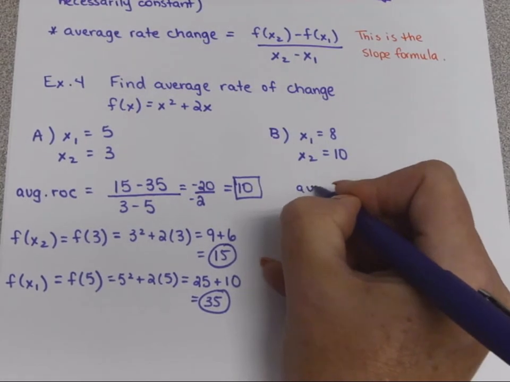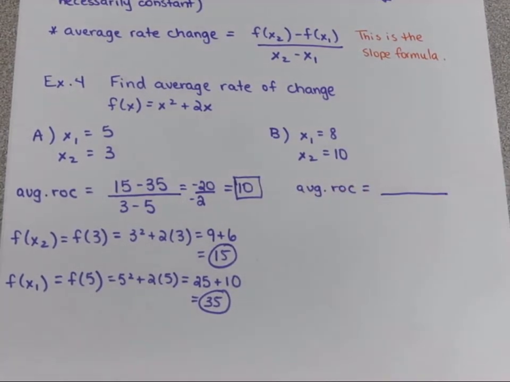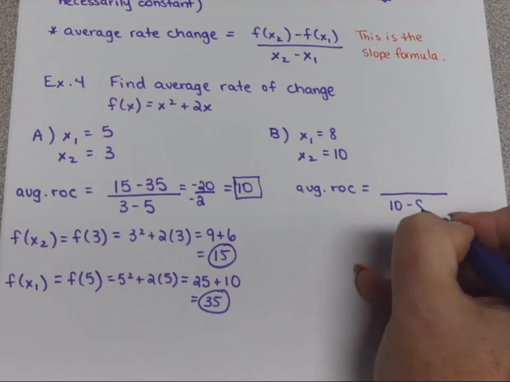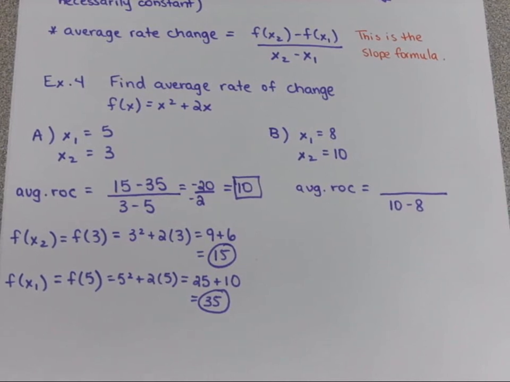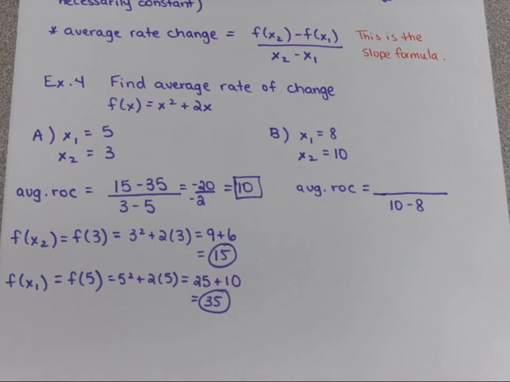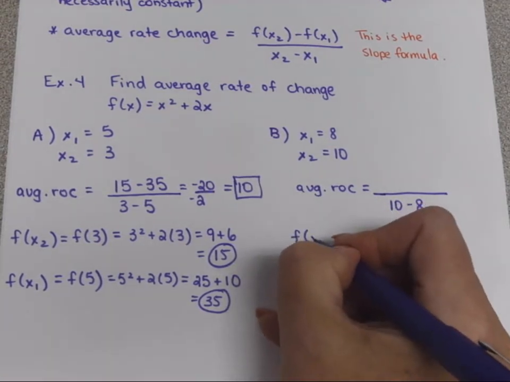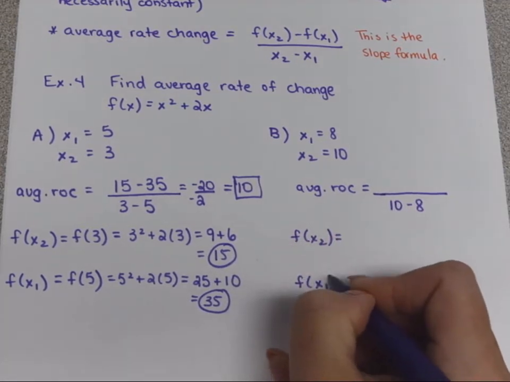Okay, so let's do the same thing over here. So I know I have a fraction, right? And I know I've got 10 minus 8, x2 minus x1. So just like the previous one, what do I need to know? I already know the x's. I just need to know the y's, right? The f of x type stuff. So what is my f of x2 versus what is my f of x1?